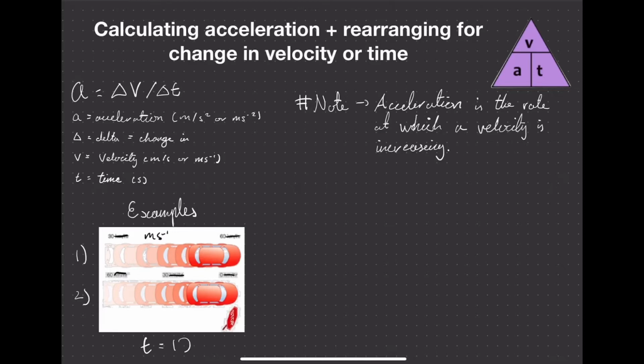10 seconds is our time, okay? We've got a car that is accelerated from 30 meters a second to 60 meters a second in 10 seconds, okay? And for our second example, a car that has decelerated from 60 meters a second to 0 meters a second, and we're going to calculate their acceleration and deceleration respectively.